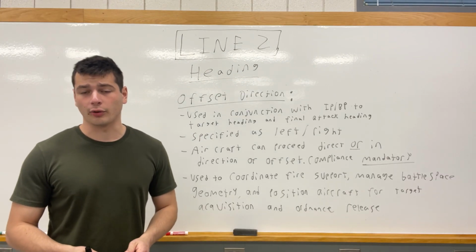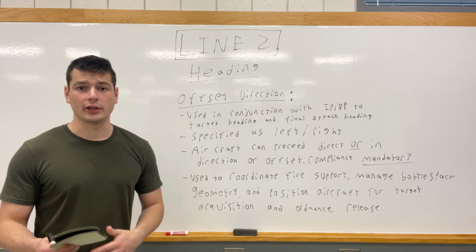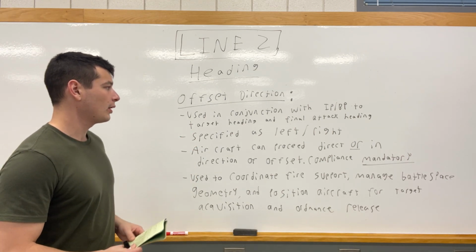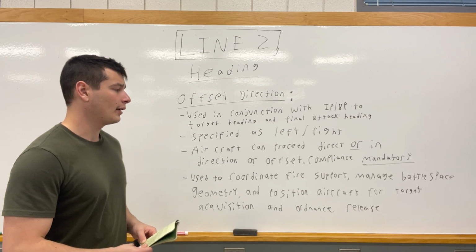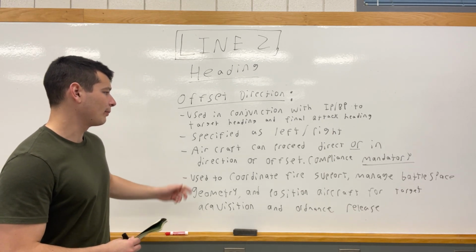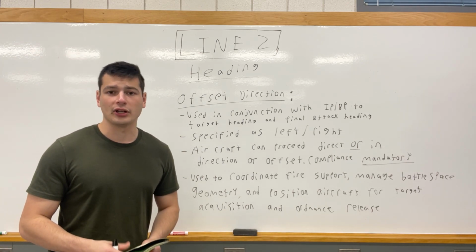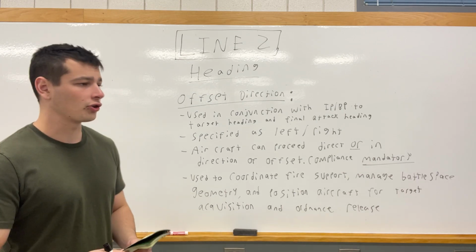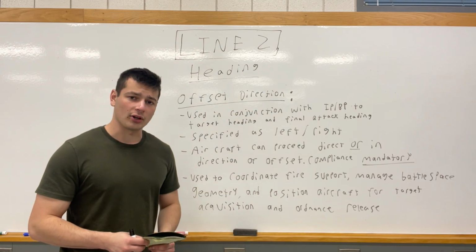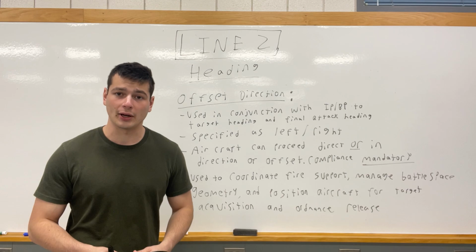Another thing to take into consideration with line 2 is the offset direction. This is an optional restriction that you can give to your aircraft. It's specified as left or right, and it's used in conjunction with the IP or BP to target heading and with the final attack heading, which is something I'll get into later. Aircraft can proceed direct or in the direction of the offset, but aircraft compliance is mandatory. And offset direction is used to coordinate fire support, manage battle space geometry, and position aircraft for target acquisition and ordnance release. And I'll get into an example here in just a minute so you guys know what I'm talking about.